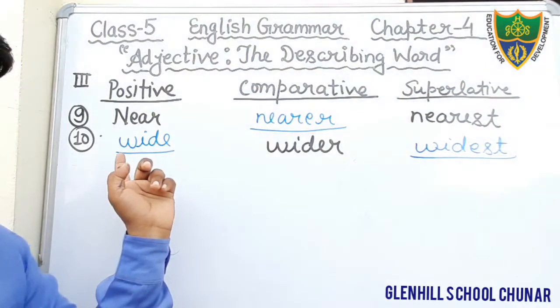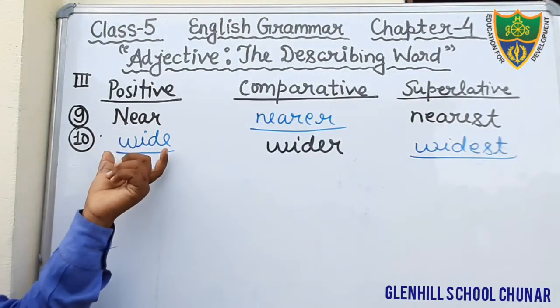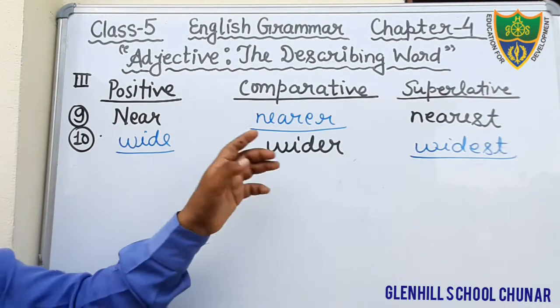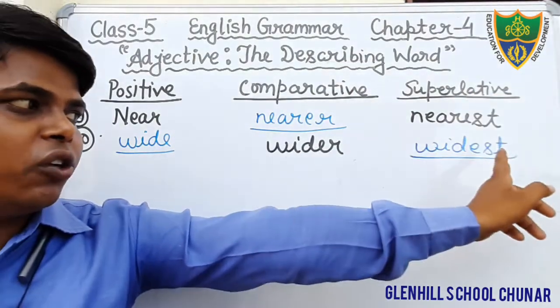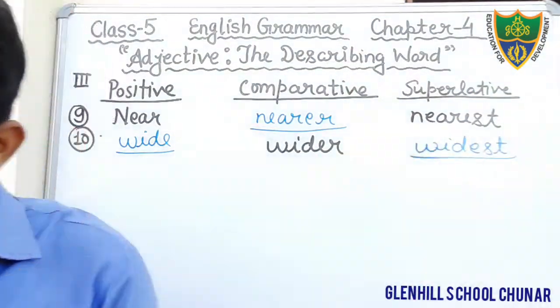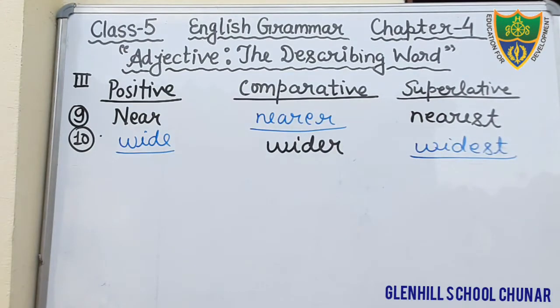Wide, you will fill in the question number 10 in the positive degree. You will fill wide. Wider is already given. In the superlative degree, you will fill widest. Okay, students. So in this way, we have completed the exercise number 3rd, which is given at the page number 20.